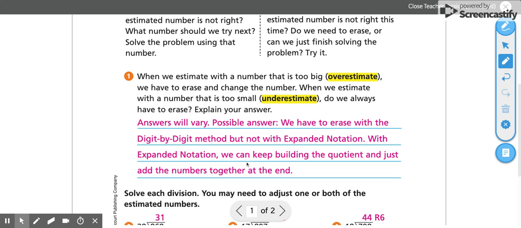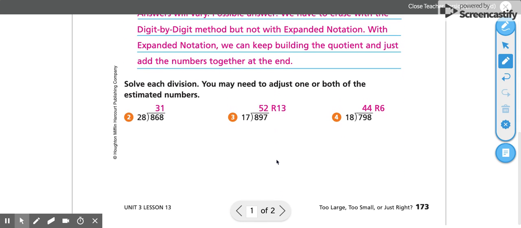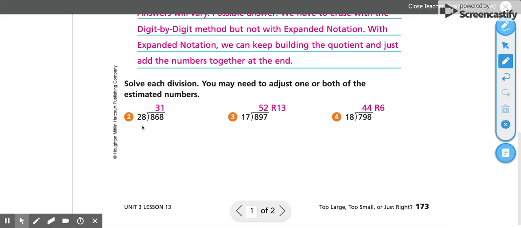With expanded notation, we can keep building the quotient and just add the numbers together at the end. So let's go ahead. I know these have the answers, but we're going to try a couple of these together just so that we can get some practice with it. In this case, I'm going to rewrite this here. I've got my 28, use our box method that we like to use so much. 28, we have 86, and 8.